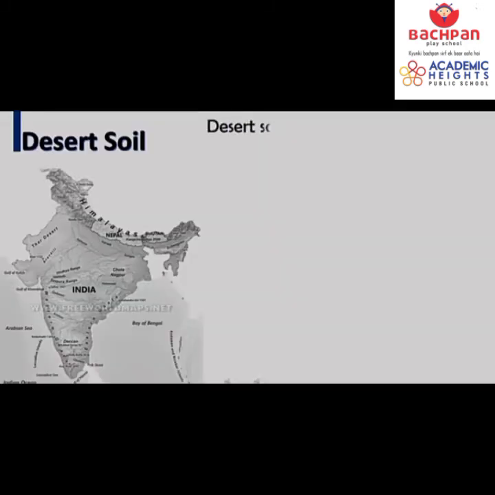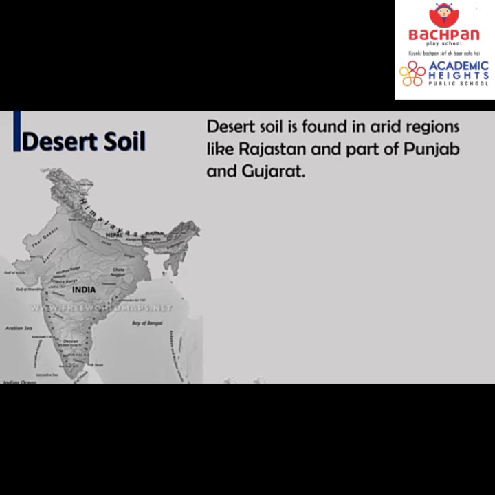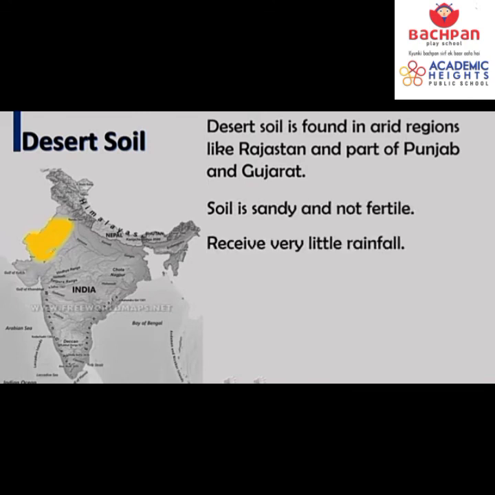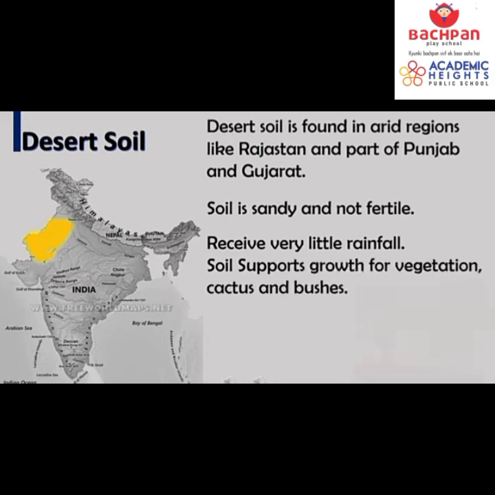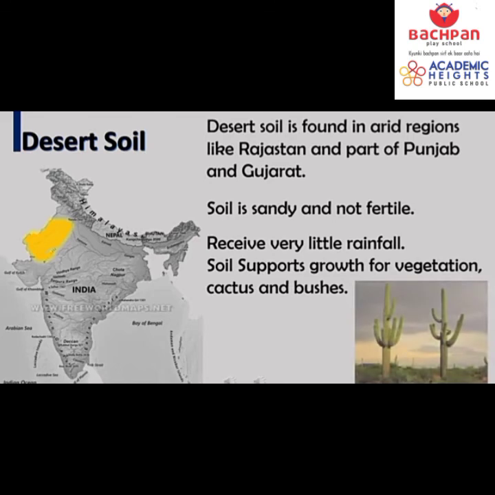Dear students, now we are going to talk about the desert soil. Desert soil is found in the arid regions like Rajasthan, some part of Punjab and Gujarat. Soil is sandy and it is not fertile as the other soils because in these areas we receive very less rainfall. Soil supports growth for vegetation like cactus and bushes. We even find date palm, barley, maize, groundnuts, and sesame.